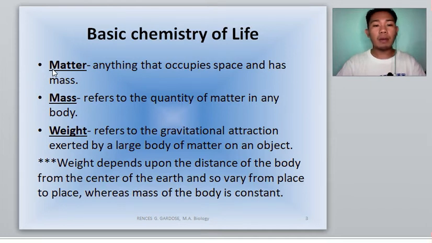When we are talking about matter, it is anything that occupies space and has mass. Mass refers to the quantity of matter in any body. Mass is different from weight because weight refers to the gravitational attraction exerted by a large body of matter on an object. So weight depends upon the distance of the body from the center of the earth, and so may vary from place to place, whereas the mass of the body is constant.